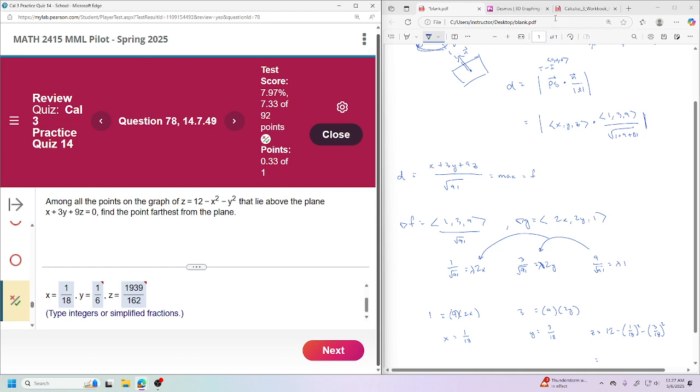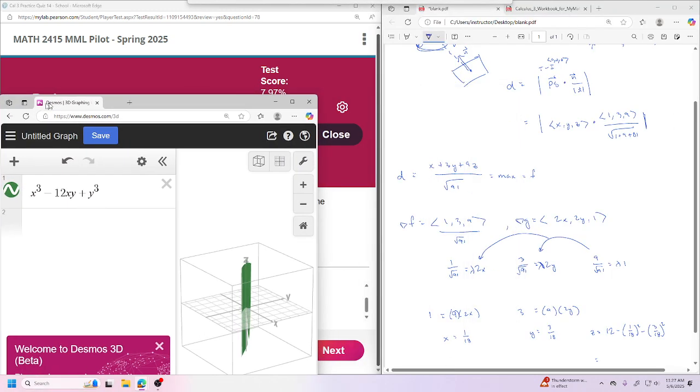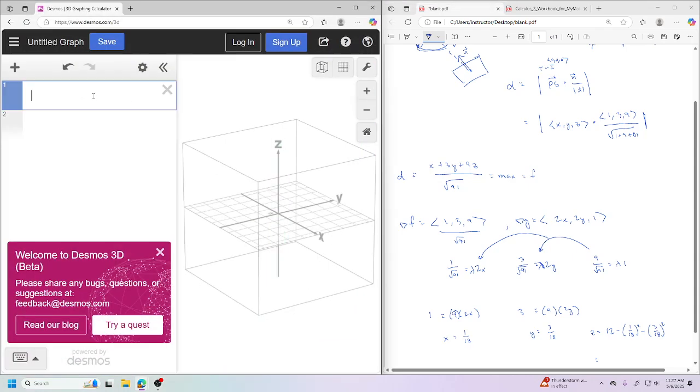We could try. Are you good with this? Can I get rid of that thing? I'd send it a copy. Copy it down. While you're doing that, I'm just gonna do Desmos on the side here. Yeah. So this is beta. So you gotta bear with it.